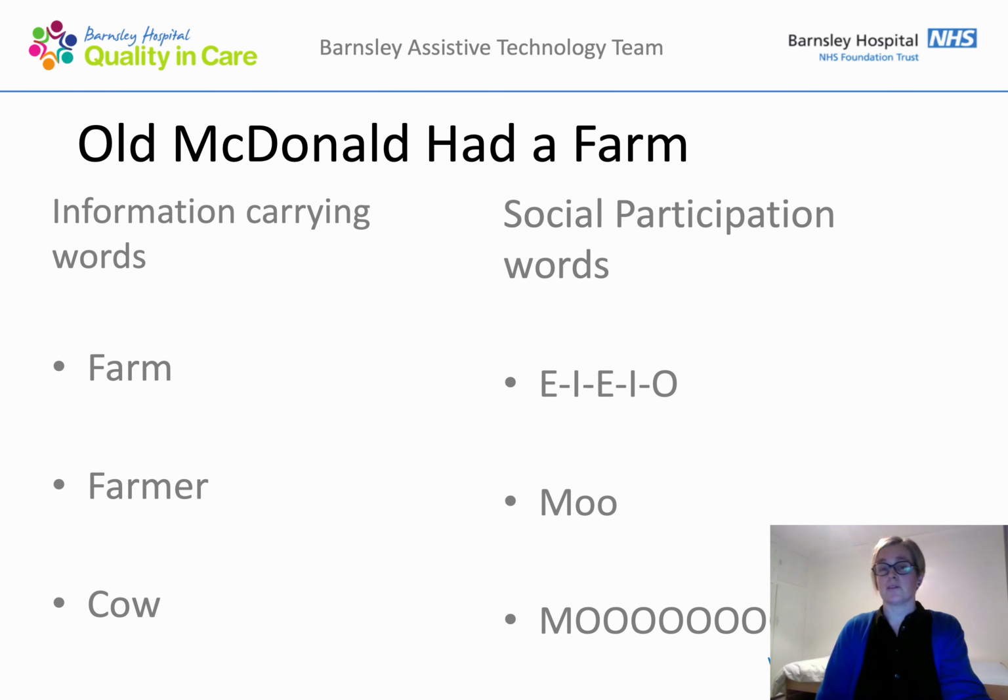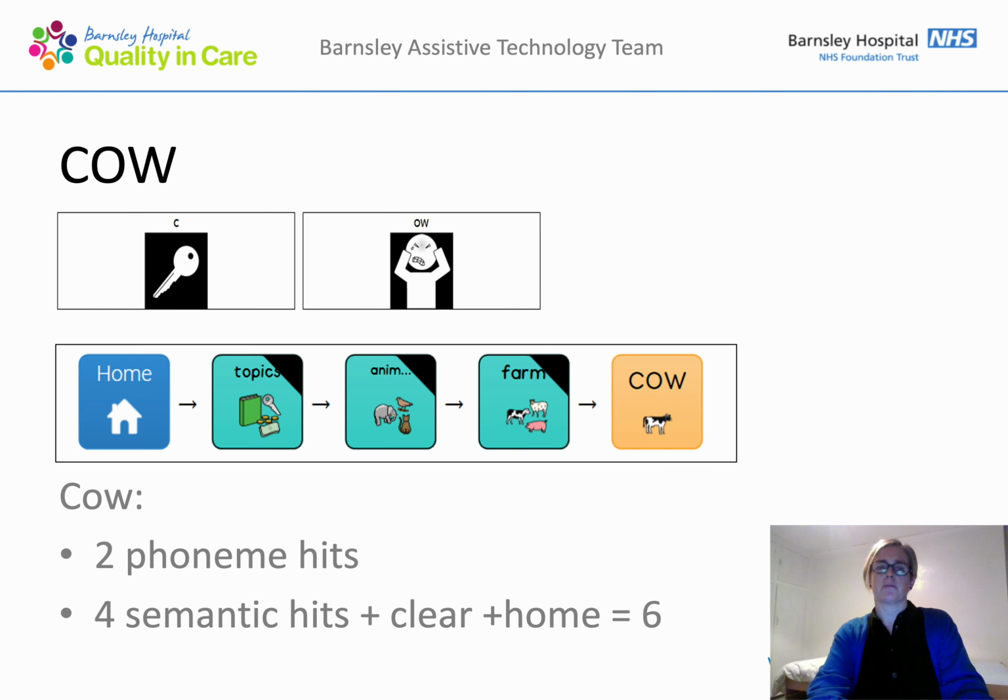But then I've also put the social participation words there, and they may be the words that the children are more engaged in producing. So if we now explore these different words and look at how they can be made with Soundscape. So cow, again, I've used these black and white images. They're just images that work for me, but somebody could choose their own images. So I've got the k for key and the ow of the person crying. So k, ow. So there you could see on a phoneme screen, it would be 2 hits.